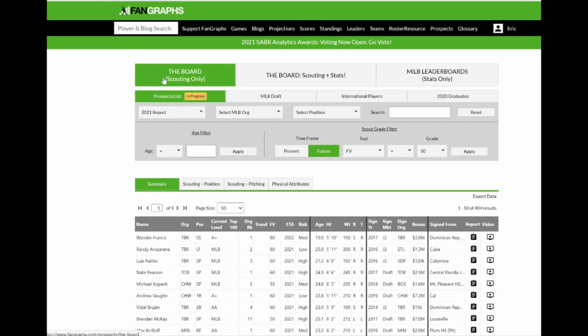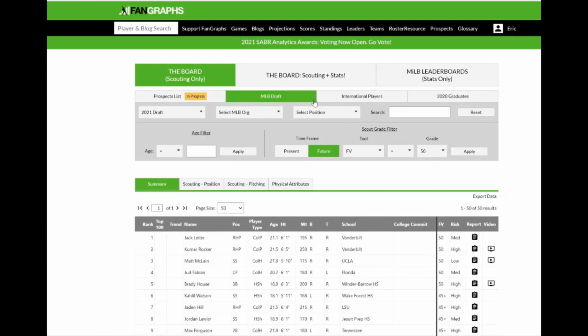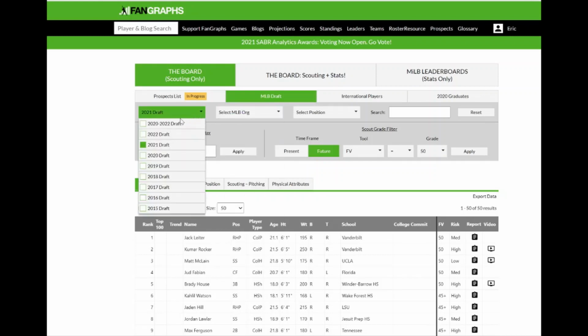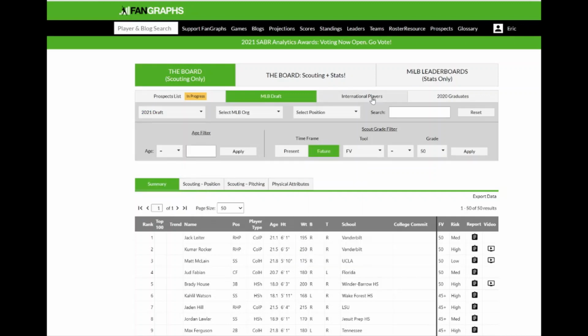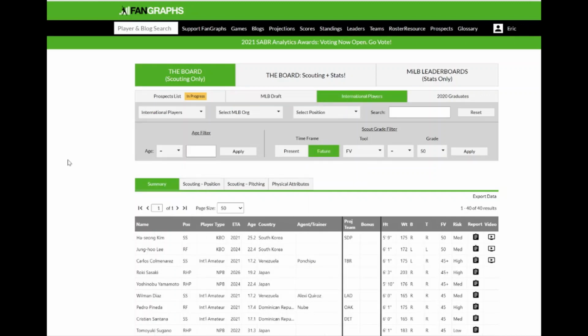So the first thing that you're going to want to take notice of on the scouting only section of the board is these four subheaders. There's the prospect list, which is our pro prospect analysis. There are the MLB draft lists for amateurs, with a drop down that lets you access multiple years going back in time since the beginning of the board. Then international players. The format of this has recently changed, and I'll talk about that in a little bit.